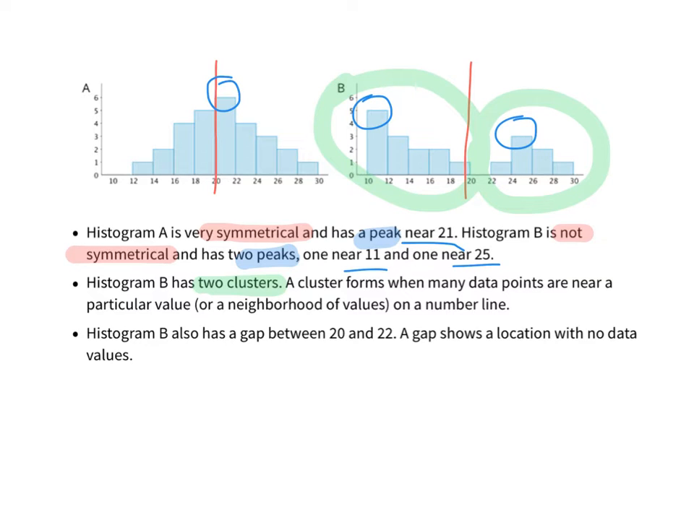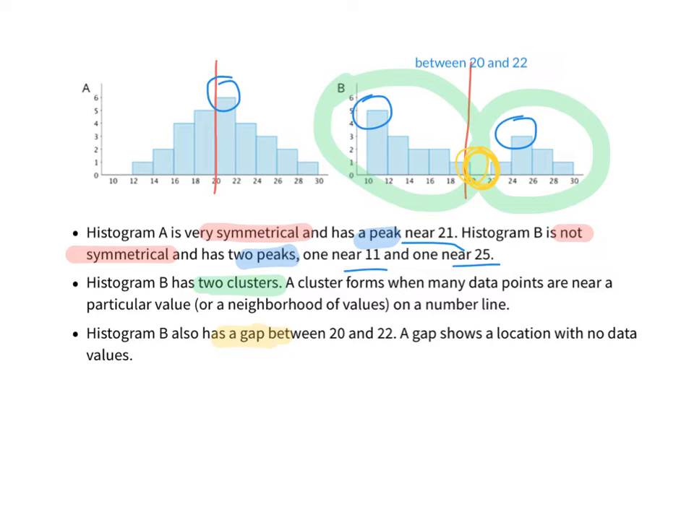And that leads us to our last concept, a gap. Gaps are where we have no data values. So a gap is something where there's no data at all. And that happens right here. If I am looking for the gap, it's between 21 and 22. Right here is where the gap is.